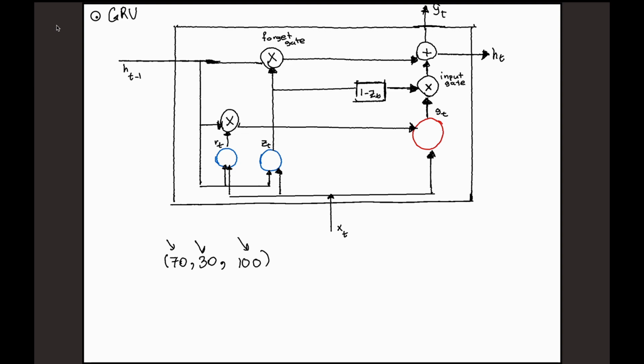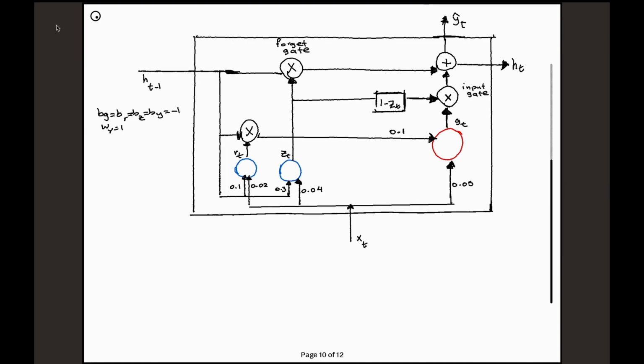So we are going to use the same example with some new numbers. Without further ado, let's move forward to that example. Here I just initialize some weights. 0.1 is the weight of H for R. 0.3 is the weight of H for Z. 0.02 is the weight of X for R. 0.04 is the weight of X for Z. 0.05 is the weight for GT.